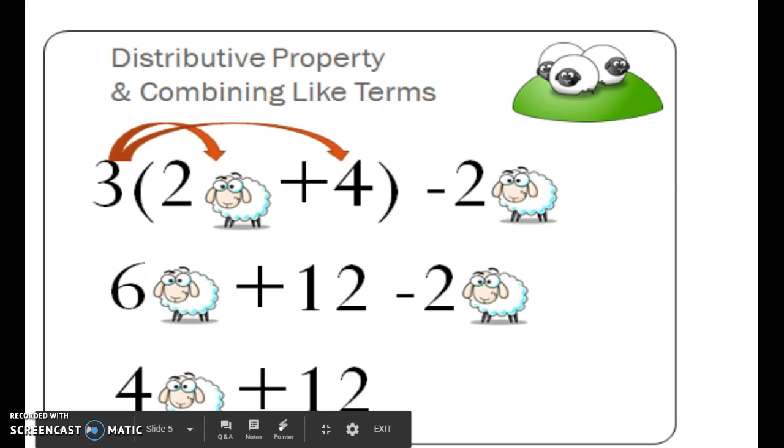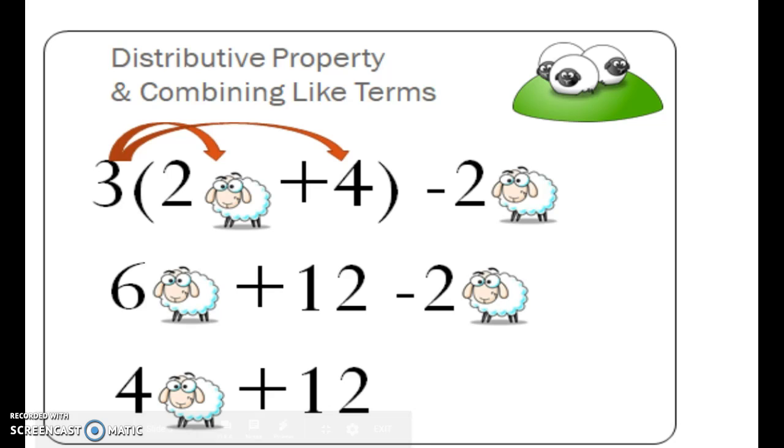All right, so distributive property and combining like terms. You'll hear me say sometimes that you can't add different terms. I say you can't add apples and oranges. So this is a picture of a saying like that.